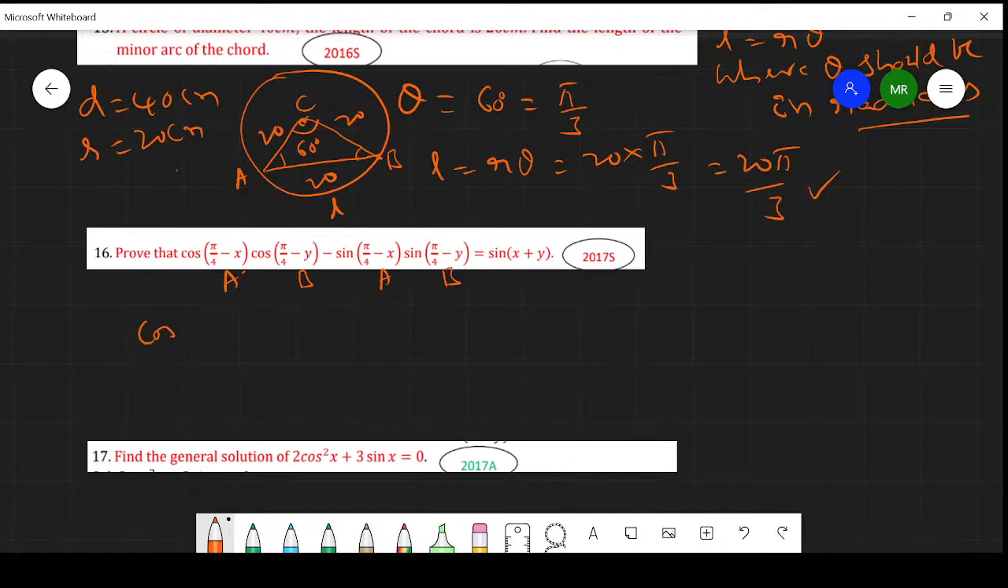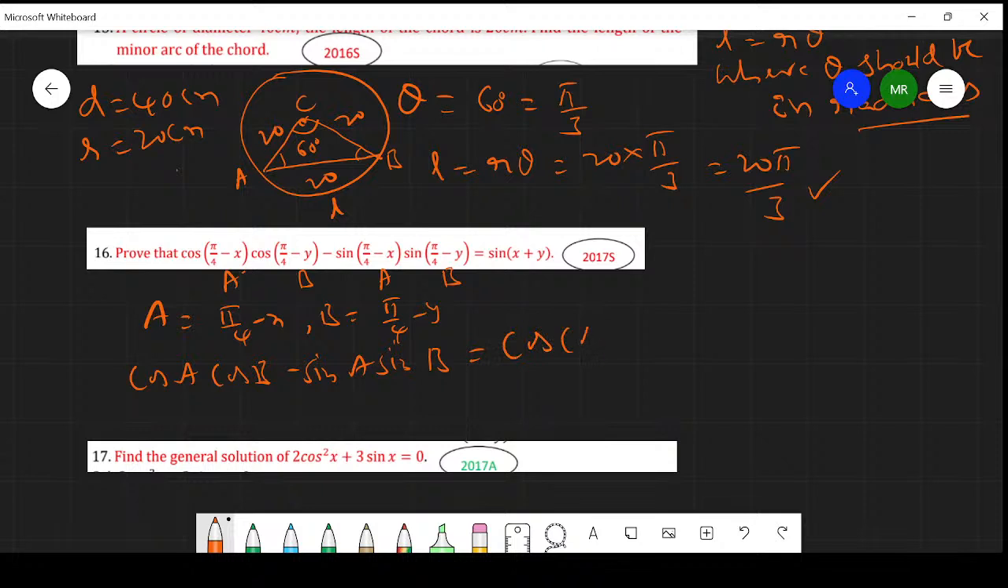To understand, I have written A is equal to pi by 4 minus x, and B is equal to pi by 4 minus y. This will become cos A cos B minus sin A sin B. In the formula we know that cos A cos B minus sin A sin B is cos of A plus B.